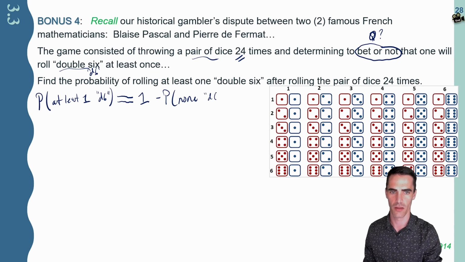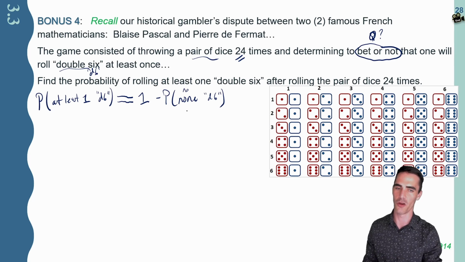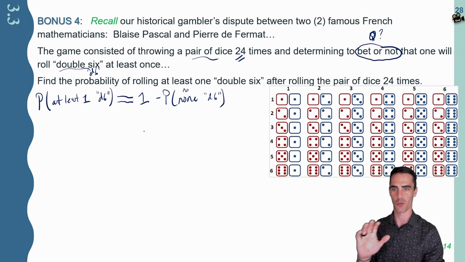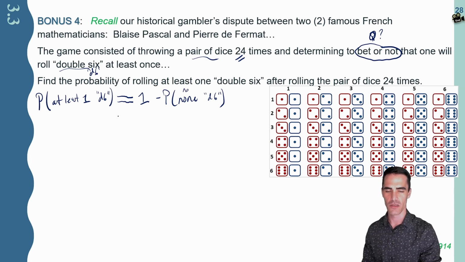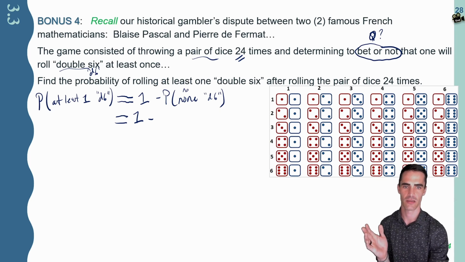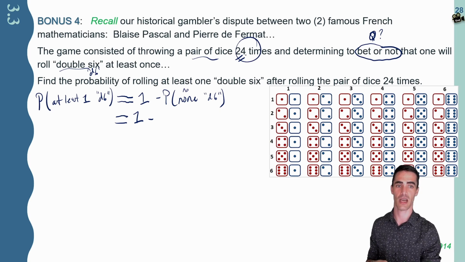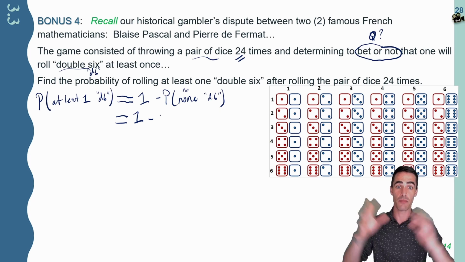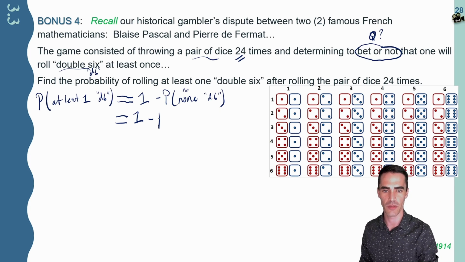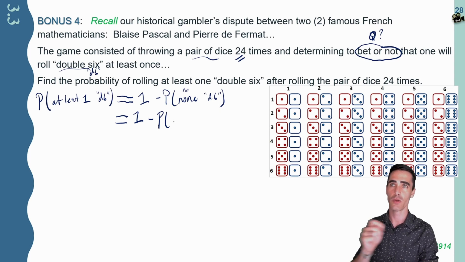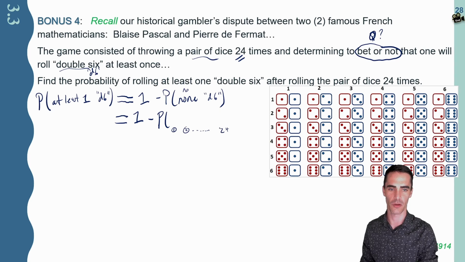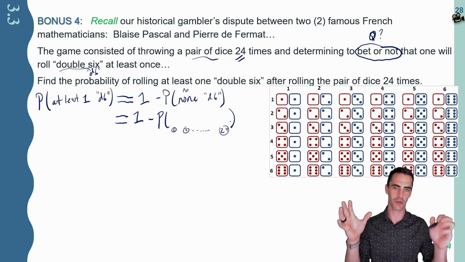I want no double sixes. Again, the grammar doesn't work, so let me write no double sixes here to make the grammar work. But the rhyming works better if you write at least 1, 1 minus none, so that's why I stick with it. Interesting. All right, so this is going to be equal to 1 minus, so that means I want no double sixes, but I'm doing this roll 24 times. That's how many times I'm repeating this experiment over and over. So if I was to write this out in the big complicated event that it is, I'm interested in the probability that I get no double sixes on the first roll, on the second, and all the way to the 24th roll. This is one big event that we're interested in.